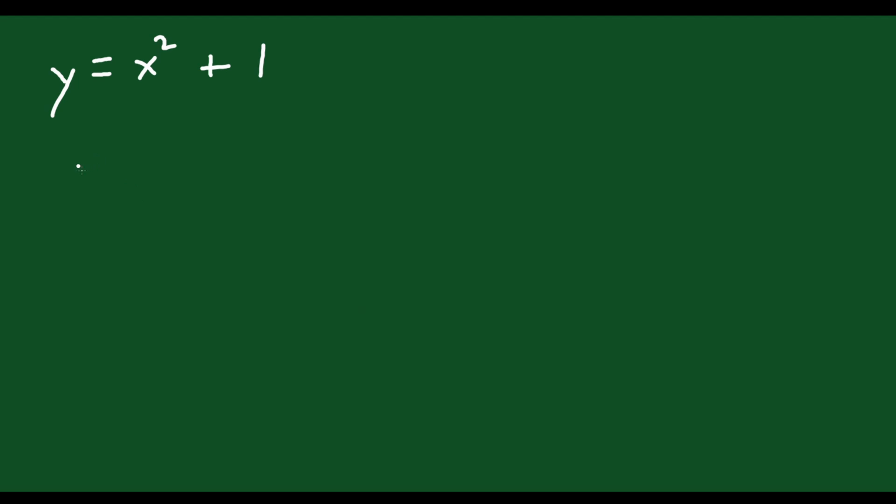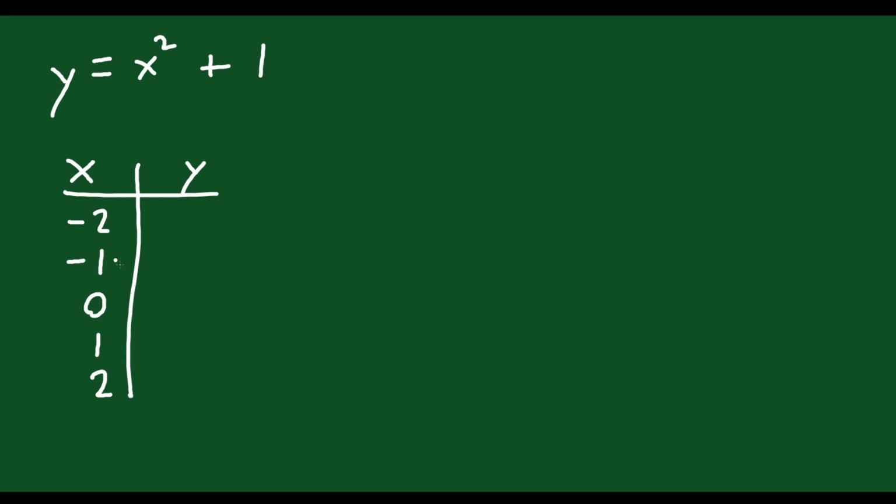Now what's that going to do? Well, let's say you make your table of values, just so we can investigate this, and you have the same points, -2, -1, 0, 1, 2, and you plug them in, right? -2 squared is 4, but 4 plus 1 is 5, okay? -1 squared is 1, plus 1 is 2. 0 squared is 0, plus 1 is 1. 1 squared is 1, plus 1 is 2. 2 squared is 4, plus 1 is 5.